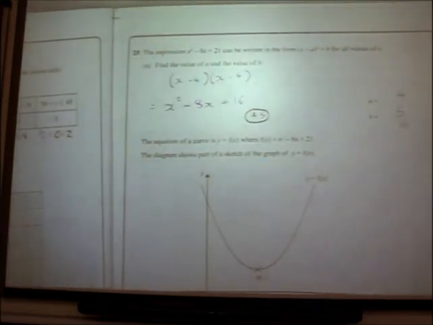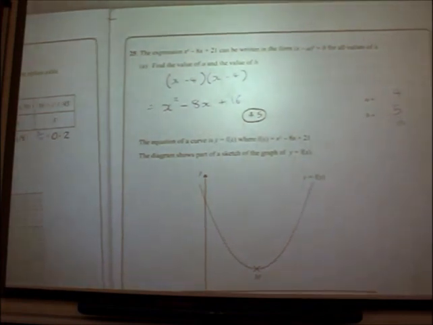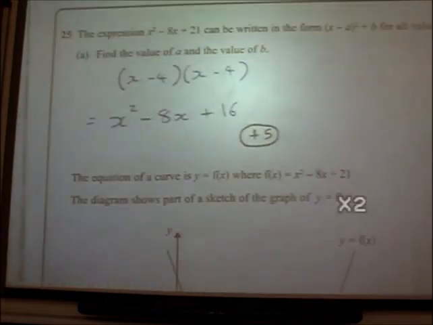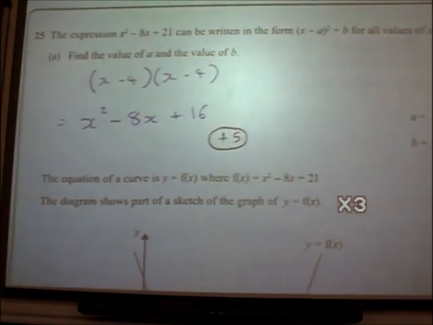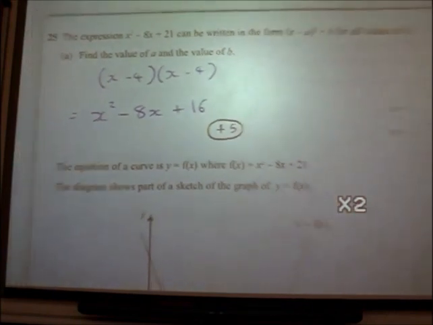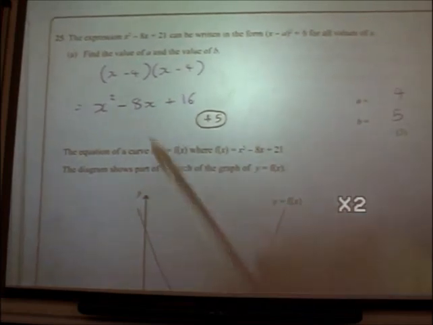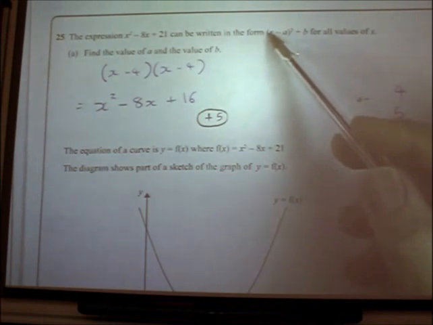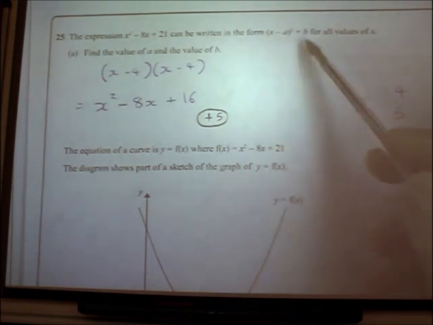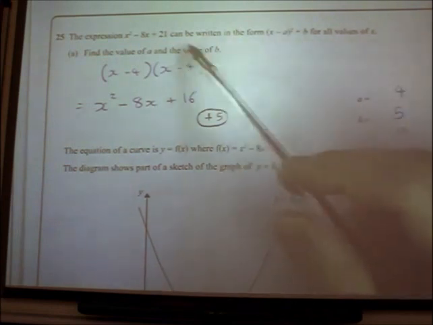Next one, the expression x squared, take 8x, add 21, can be written in the form x take a squared, add b, for all the values of x. Find the value of a and b. Right, first thing you do, this is called completing the square. Because it's squared, you've got to work out x take away a, brackets again, x take away a, because you're timesing it by each other.